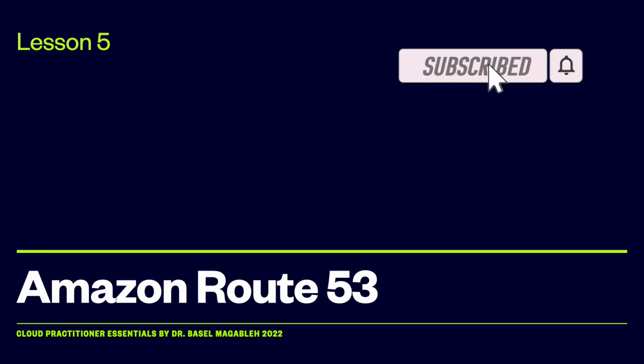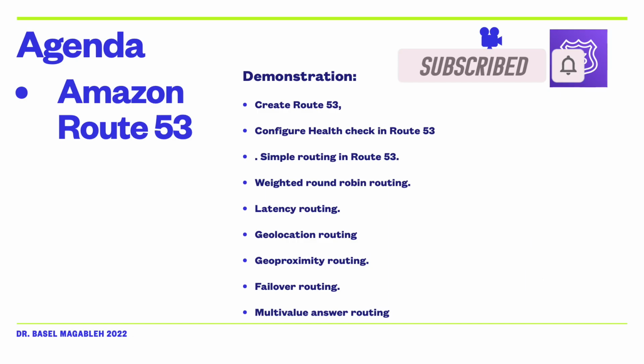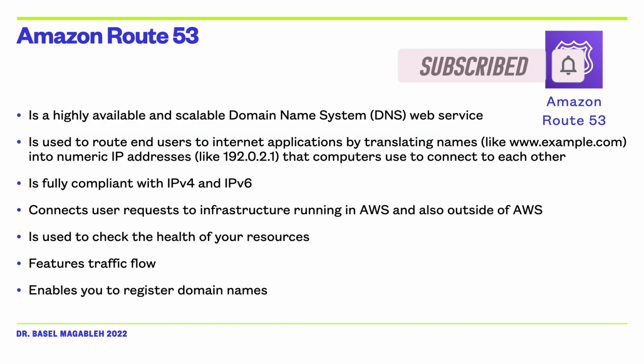We are going to discuss Amazon Route 53, a highly available and highly scalable Domain Name System. It is used to route traffic from an internet application and translate a name like www.example.com to the numeric IP address 192.0.2.1. It's fully compliant with IPv4 and IPv6, and it can connect user requests to infrastructure running in AWS and also outside of AWS.